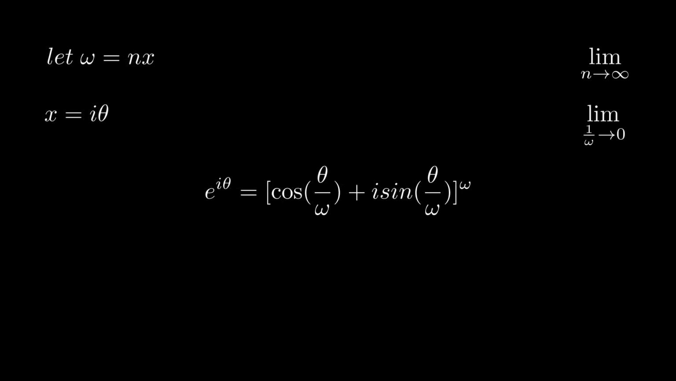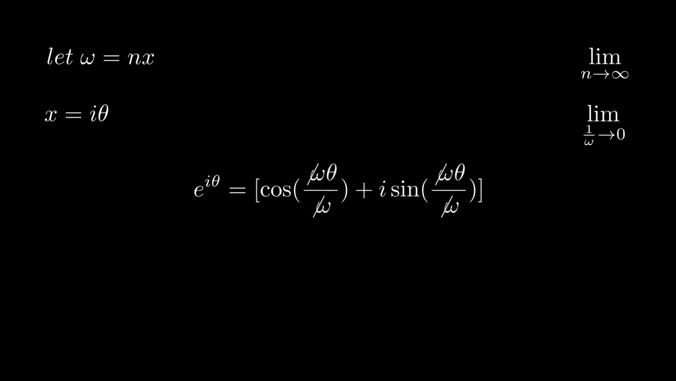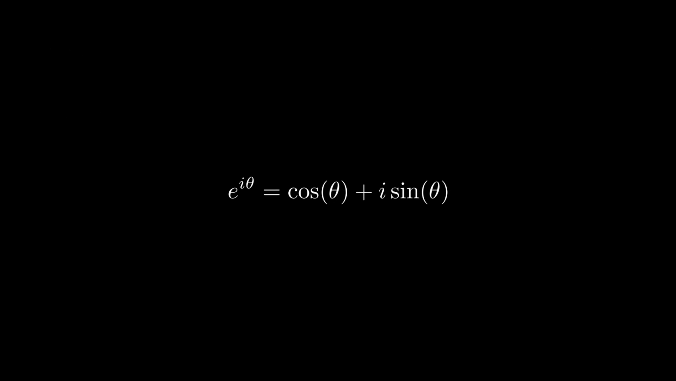Going back to our equation, we can then use de Moivre's theorem to bring the omega into the cosine and sine to get the angle as omega times theta over omega. Since the radius is 1 for this complex number, we don't need to account for that, and the omegas then cancel out to be left with the nice formula that e to the i theta equals cosine theta plus i sine theta.